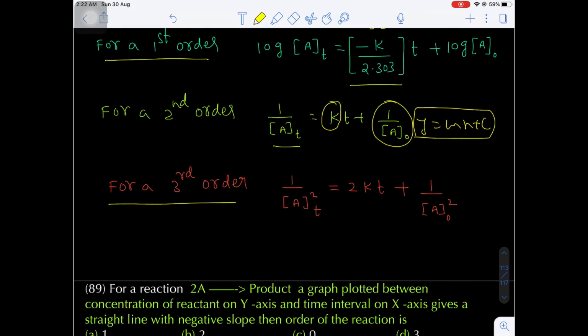Now come to third order kinetics. 1 by concentration of reactant at a time interval t whole square will be equal to 2 times kt plus 1 by initial concentration of reactant whole square. It is also in the form of y is equal to mx plus c, where the slope will be 2 times of k.